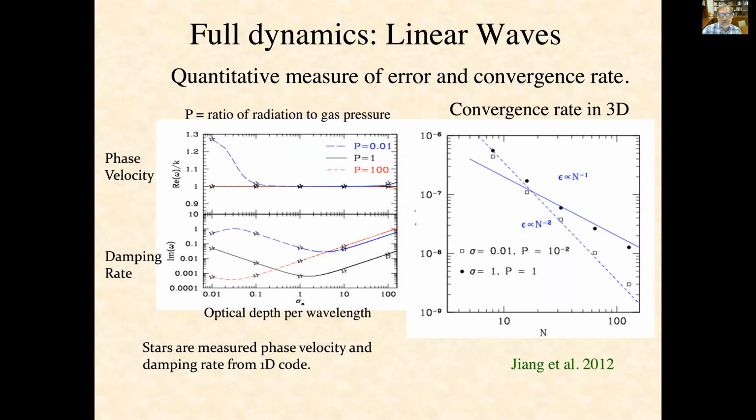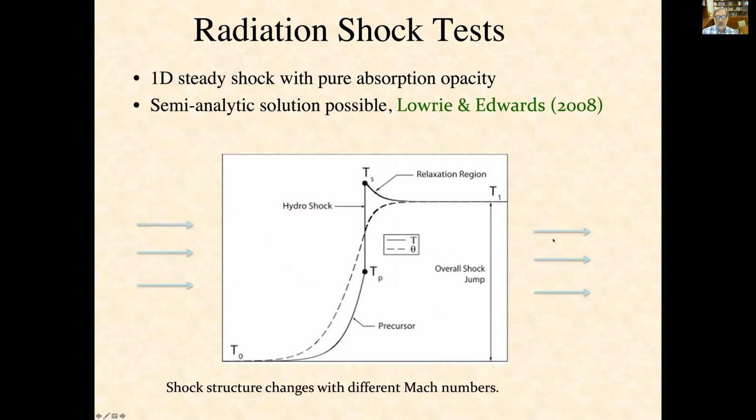But linear waves, I've mentioned, are good tests. You set up eigenmodes in three-dimensional periodic domains. You propagate the waves around the domain for a few wave periods. You can measure the phase velocity and damping rate, and compare to the linear dispersion relation. That's what the lines of the analytic solutions and stars of the numerical solutions show for different ratios of the radiation to gas pressure. And the beauty is you can measure the truncation error and measure convergence rates, either first or second order, depending on what algorithm you're using. And so that's very, very useful.